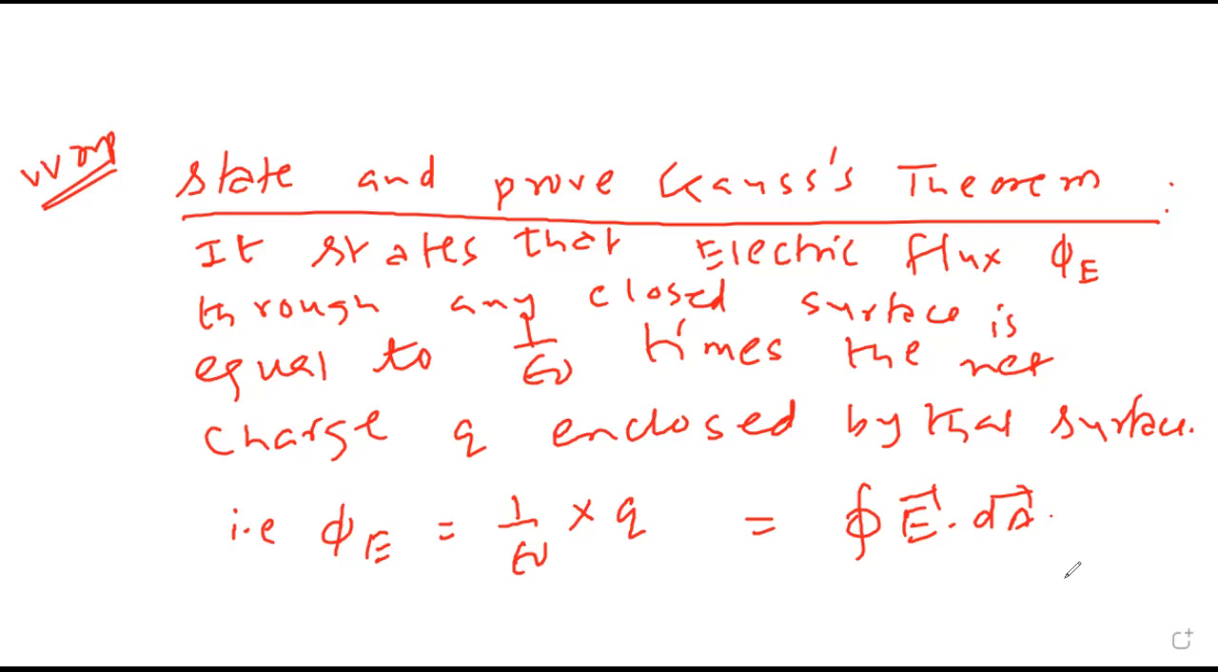Electric flux through any closed surface is always equal to 1 upon epsilon 0 times net charge enclosed by that surface.